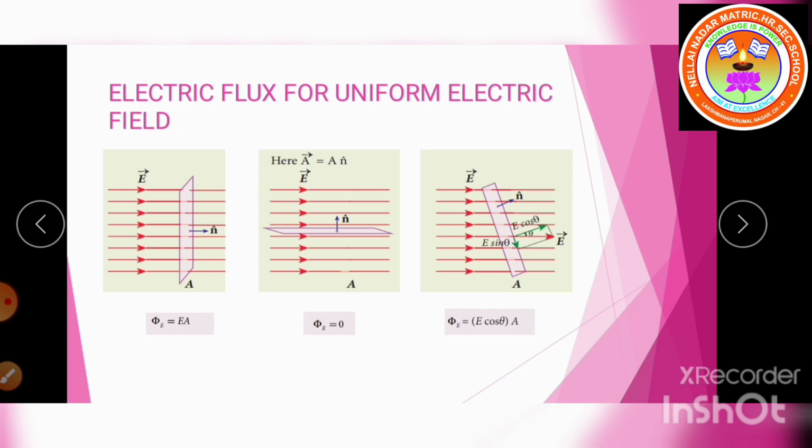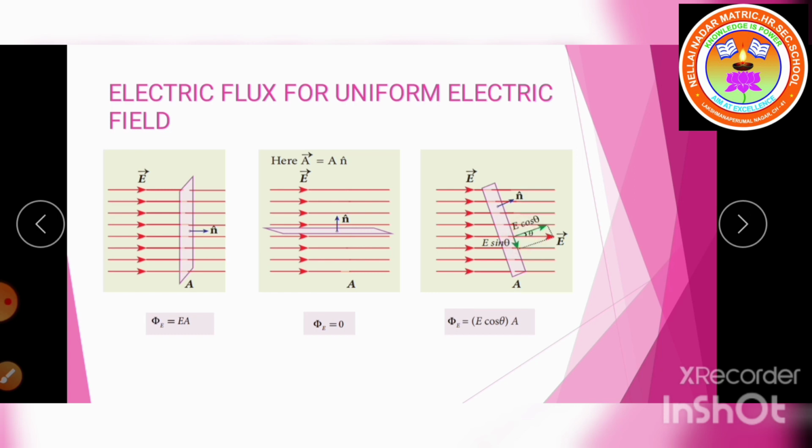So listen here children, electric field into area. Here, if you see, there are no electric lines passing, so 0. Here the electric field is E cos theta and the area is A. So the electric flux concept depends upon two things: one is the electric field, another one is the area. Here electric lines are 0, so 0. Here E cos theta into area.